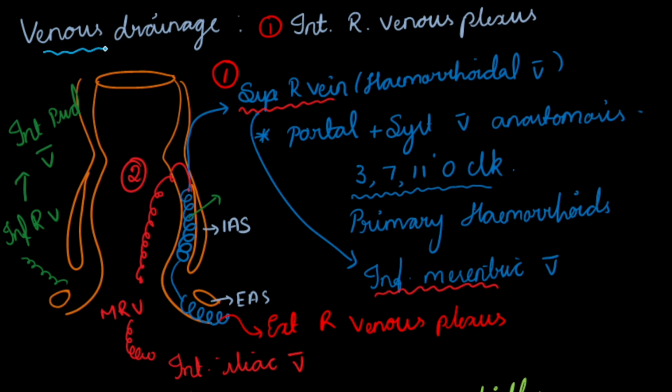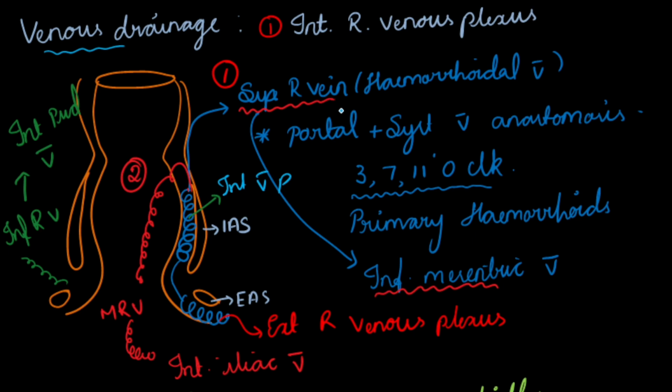So now regarding the venous drainage, there are two different types of venous plexus. One is the internal venous plexus and this one is the external venous plexus. This internal venous plexus mainly drains into the superior rectal vein, which is also called the hemorrhoidal vein, and it drains directly into the inferior mesenteric vein.